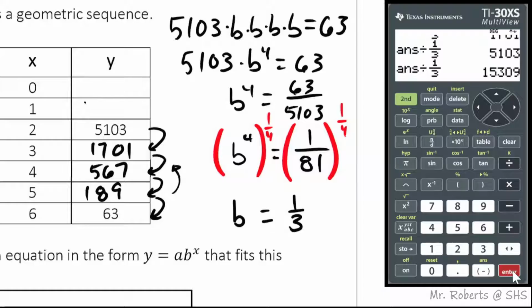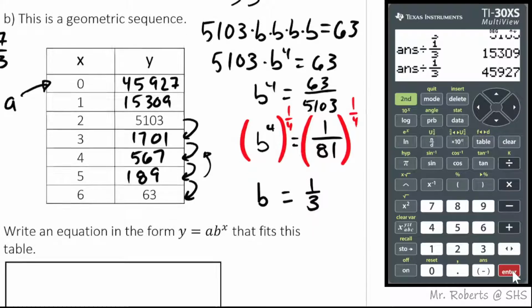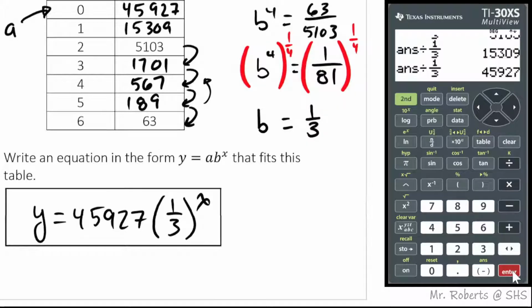My first term has to be 15,309, and my very first term would have to be 45,927. There we go. That's it. So if I look at this now, this is fabulous, right? I know in an exponential sequence that one of the ways of writing it is using the 0th term. This ends up being a. So I can say that this is y equals a, 45,927, times b, 1/3, raised to the x power.